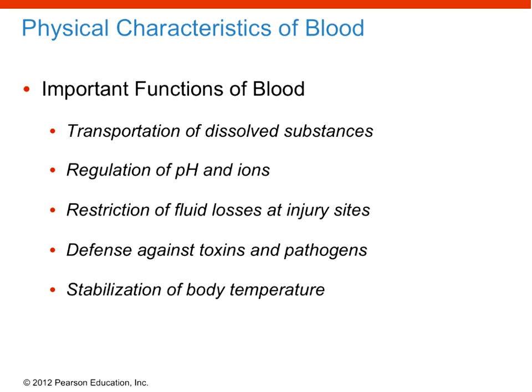However, the regulation of pH and ions, restriction of fluid loss at injury sites, defense against toxins and pathogens, that's the job of white blood cells. Stabilization of body temperature: with the fact that blood circulates throughout your body, along with that circulation, it can distribute that core temperature, that body temperature. All of these are other jobs by other aspects or components of the blood itself. And what we're going to see is that blood isn't just made up of red blood cells, which we talked about already in our virtual lab experience. The blood is actually made up of a couple of different elements. You have your formed elements, and then you have your liquidy portion of it that we call your plasma.